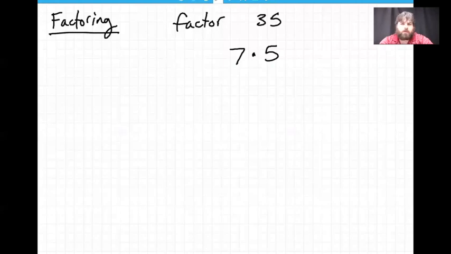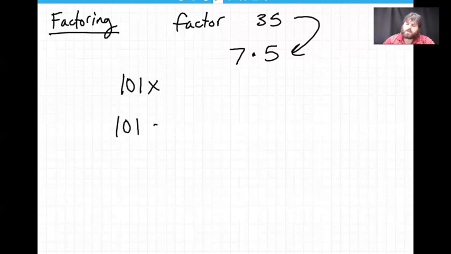So what are we doing when we factor? We're taking something and we're rewriting it to where it's a product of 2 things. So this times this, okay? That's what factoring ultimately is. So if I said factor 101x, you'd say, well, that's just 101 times x. That's factoring. We're rewriting it as the product of 2 things. All right, so let's factor.